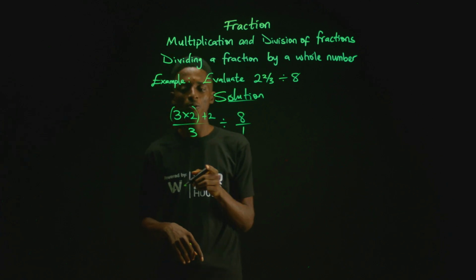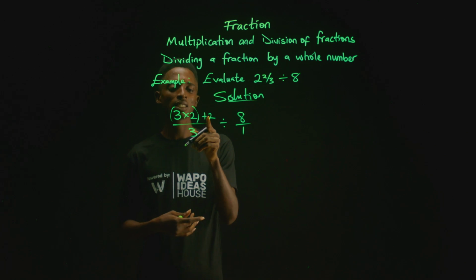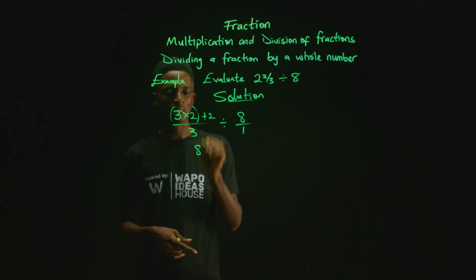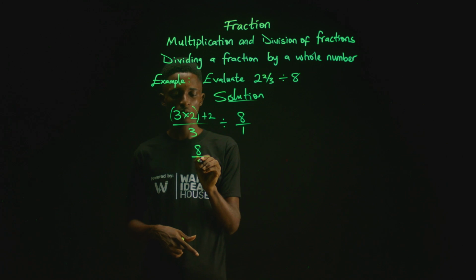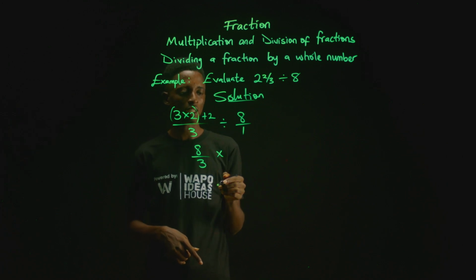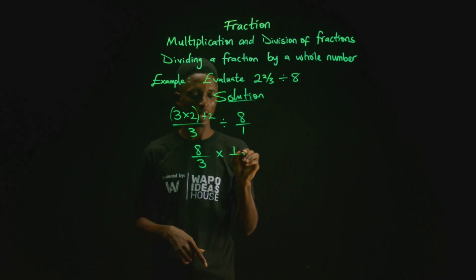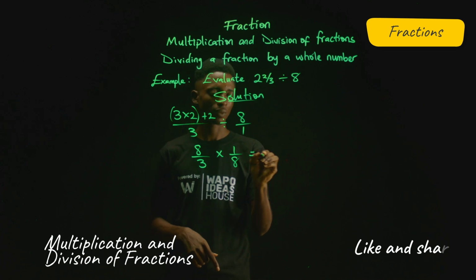Now, if you simplify this further, we have 3 multiplied by 2 to give us 6, and 6 plus 2 will give us 8. So we have 8 over 3. Now, when we change this division sign to multiplication, we would flip the second fraction. So this becomes 1 over 8.